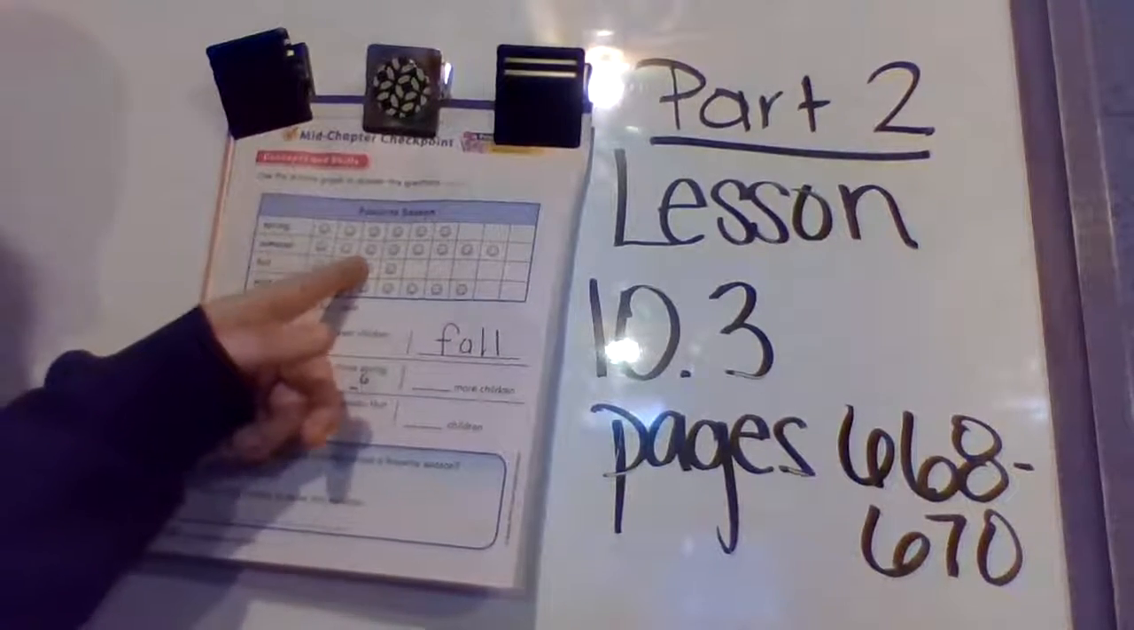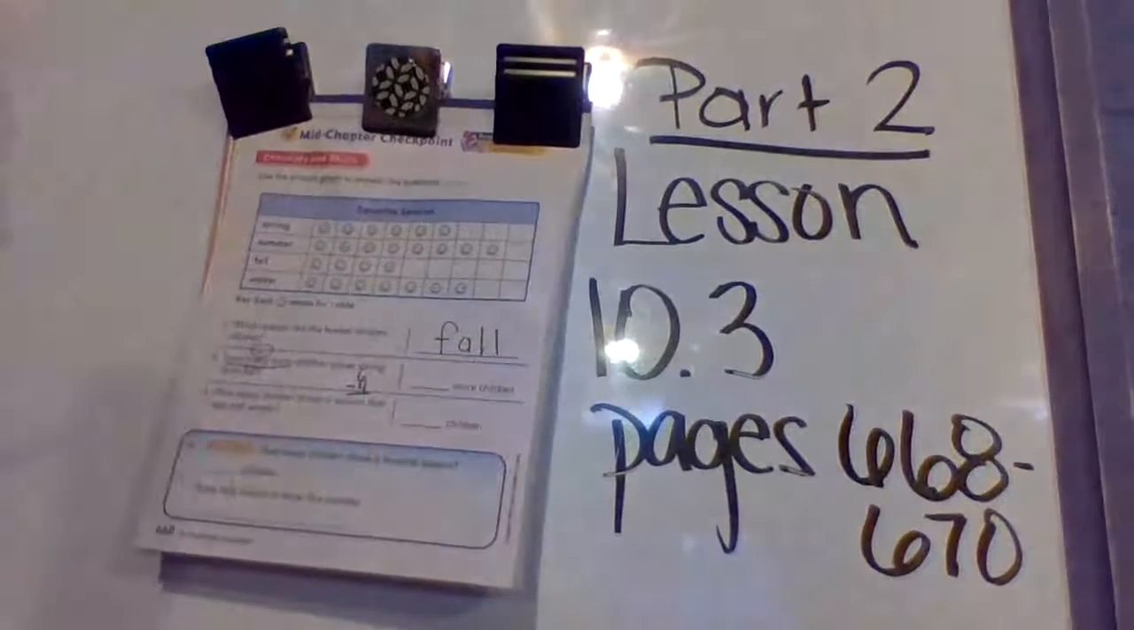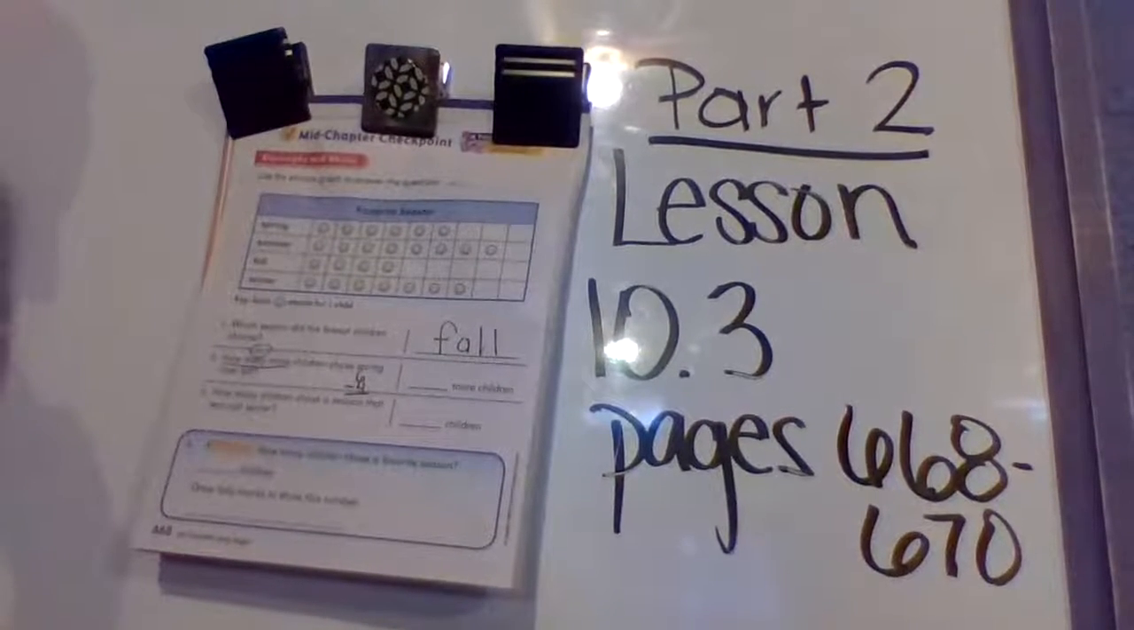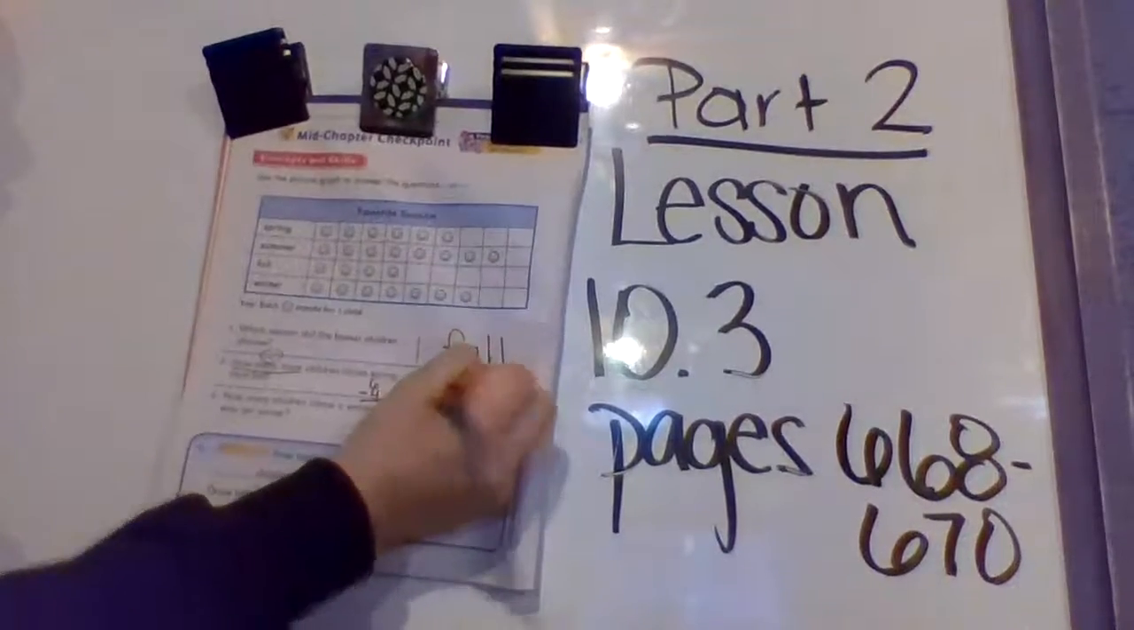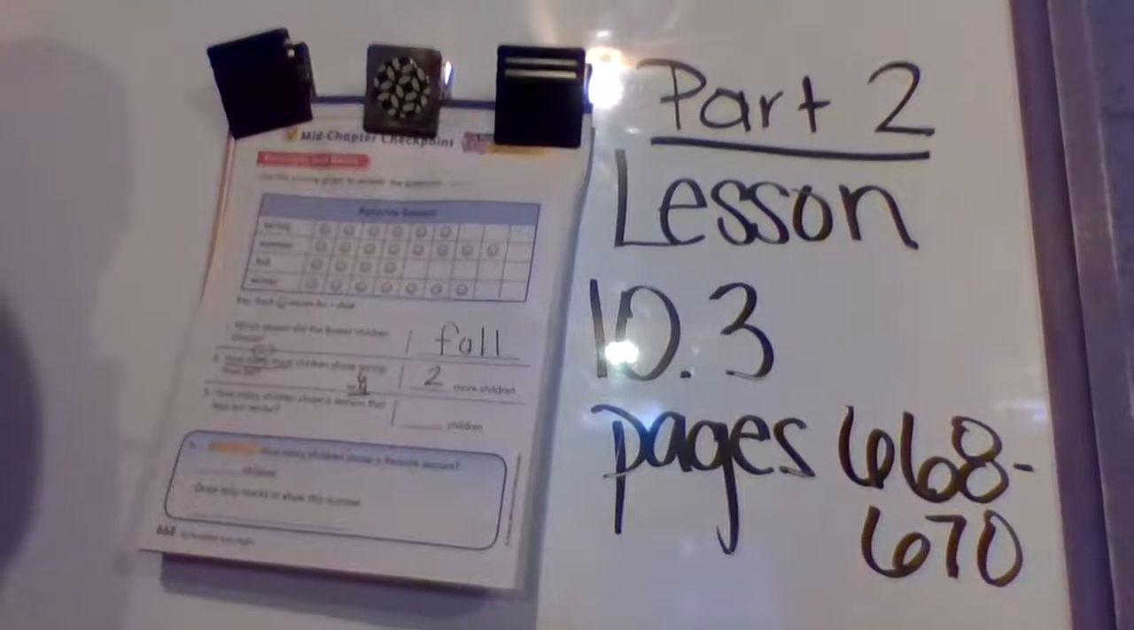1, 2, 3, 4. So when we subtract 6 minus 4, what do we get as our answer? What was the fewer amount? 2. Very good. There were 2 more children that voted for spring than voted for the fall.